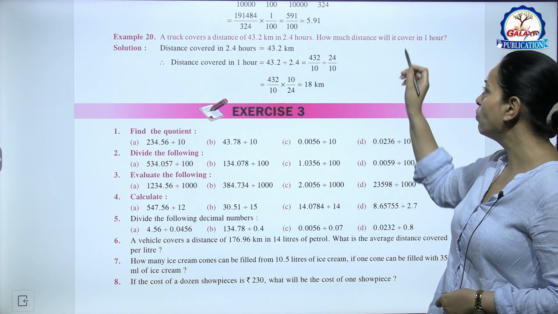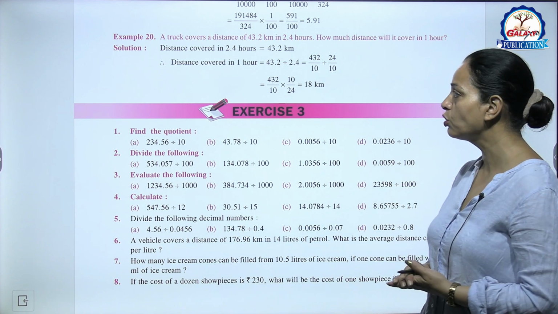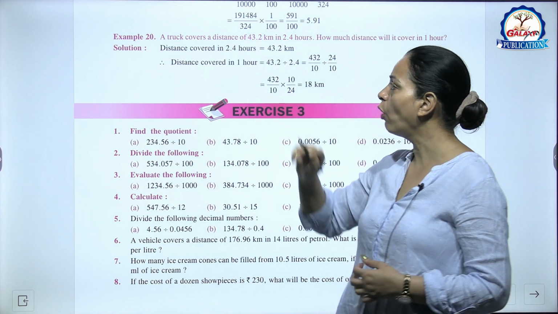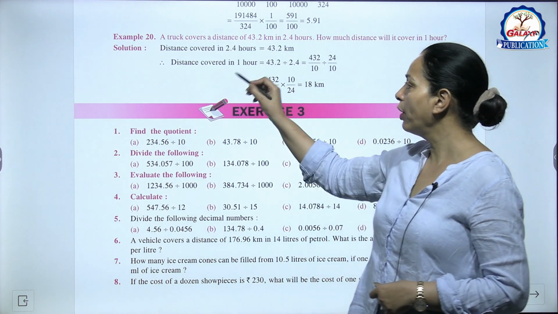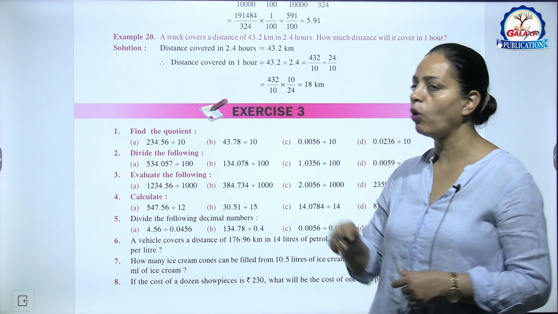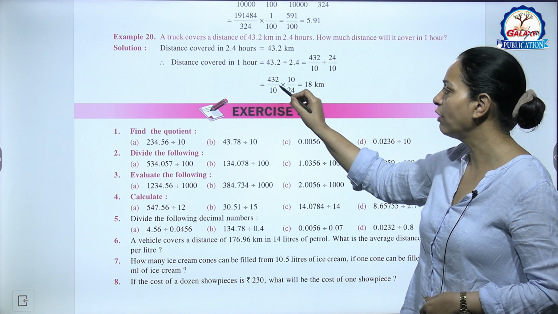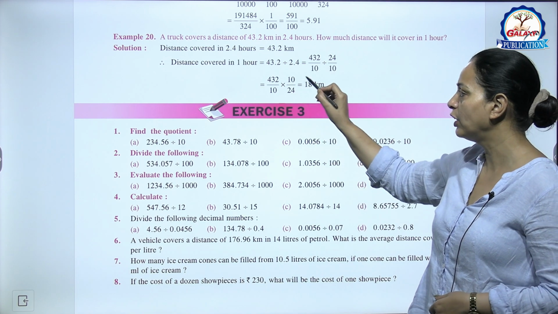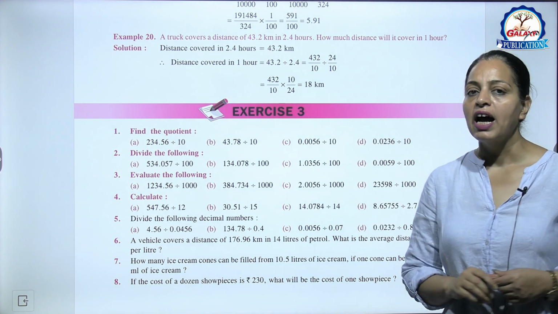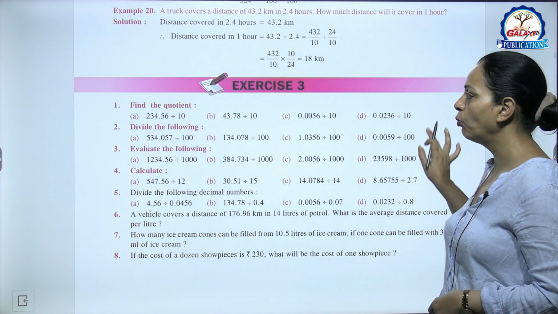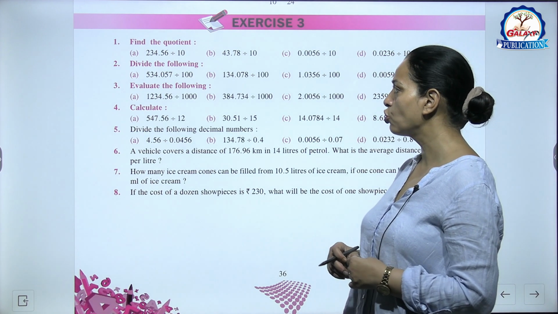Now example 20, a truck covers a distance of 43.2 km in 2.4 hours. So how much distance will it cover in 1 hour? So what to do? Distance covered in 2.4 hours equals 43.2 km. So in 1 hour, divide 43.2 by 2.4. So remove decimal, we are getting 432 upon 10 into 10 upon 24. 10 cancel. Now cut the numbers. Answer is 18 km.